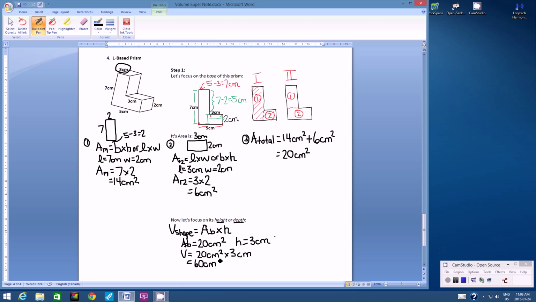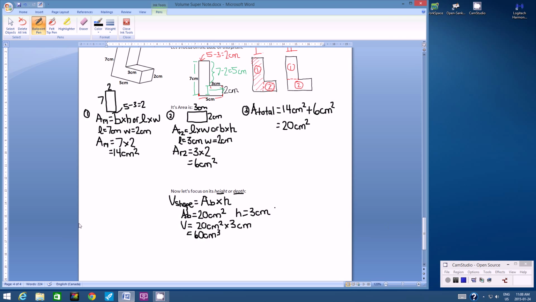Okay, now be careful now, because now we're talking about volume. Centimeters squared times another centimeter equals centimeters cubed. All right, now that we've solved the whole question, we can put our conclusion statement. Therefore, the volume of this L prism is 60 centimeters cubed.